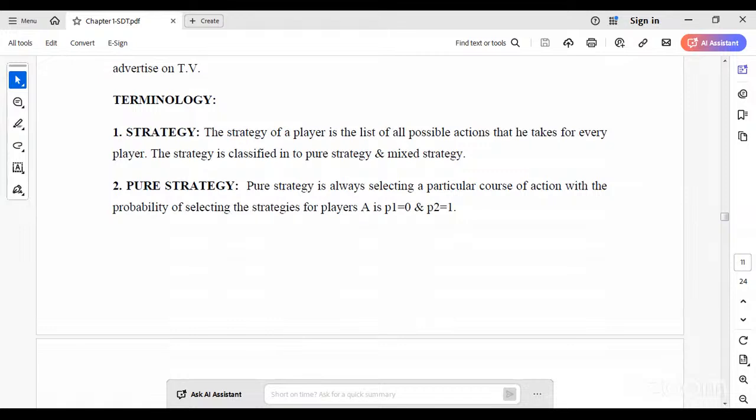Pure strategy is always selecting a particular course of action, with the probability of selecting the strategies for player A being P1 equals 0 and P2 equals 1.